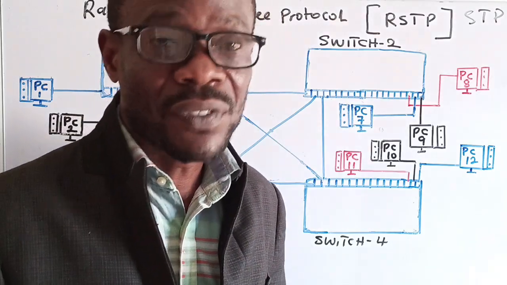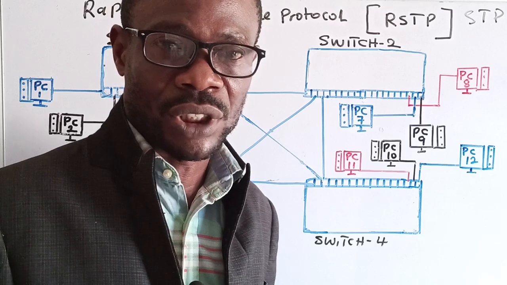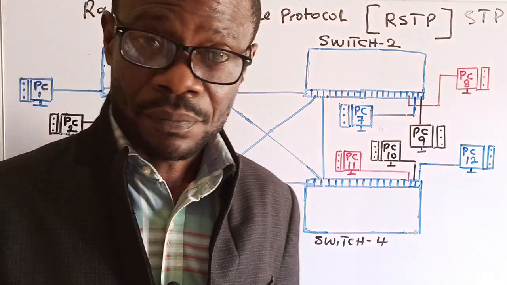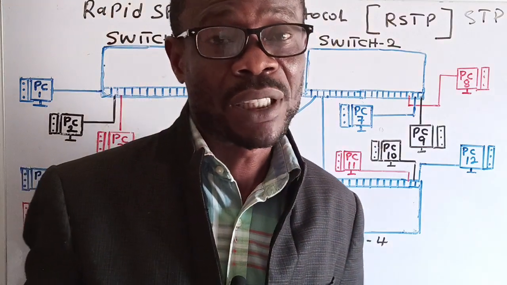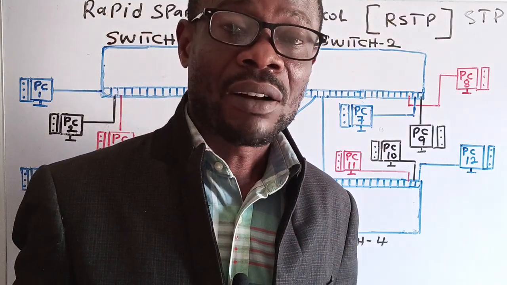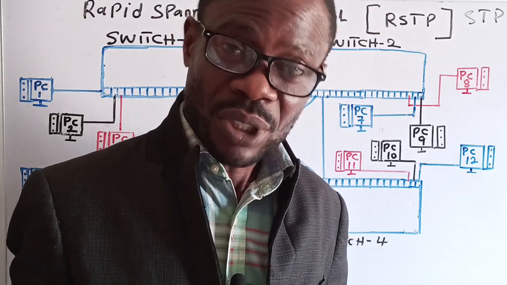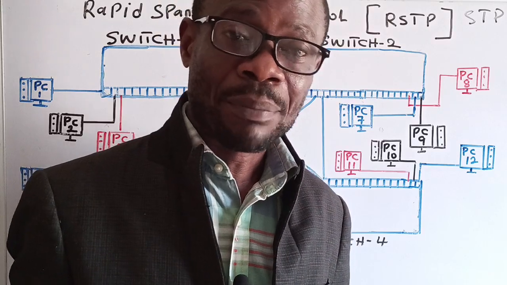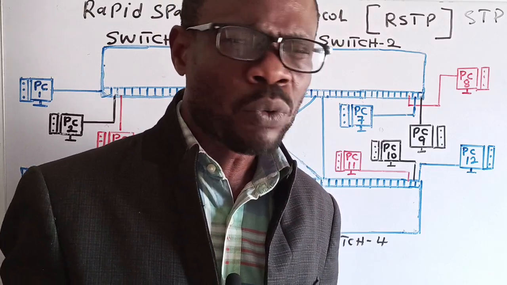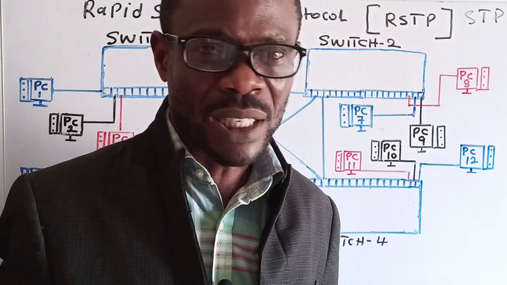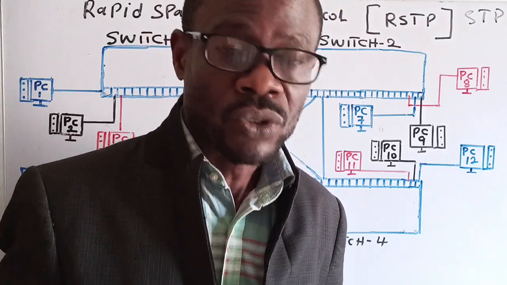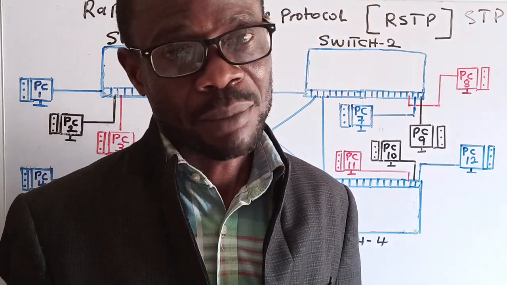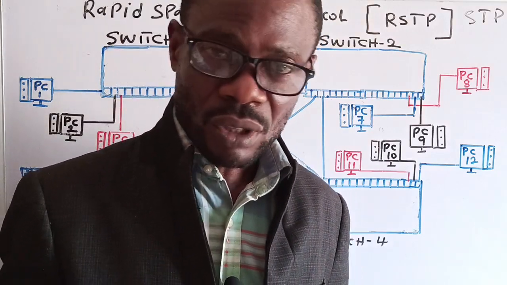It takes like 50 seconds in STP for the topology to change, which is considered a lot of time, considering the kind of applications that run on a network, like critical network infrastructures, where you have network-based applications that need to come up immediately, even if there are changes. Waiting for 50 seconds, that application might declare a timeout, which is not too good.